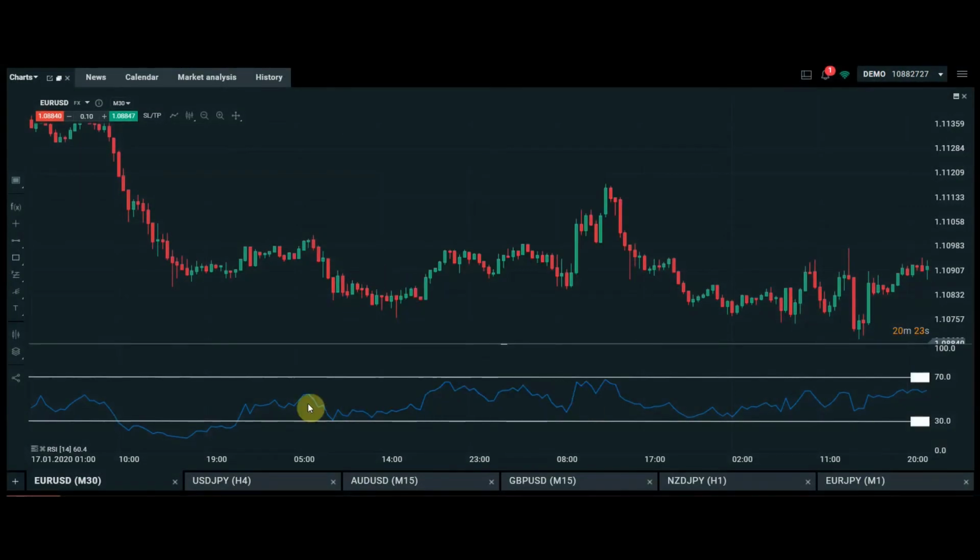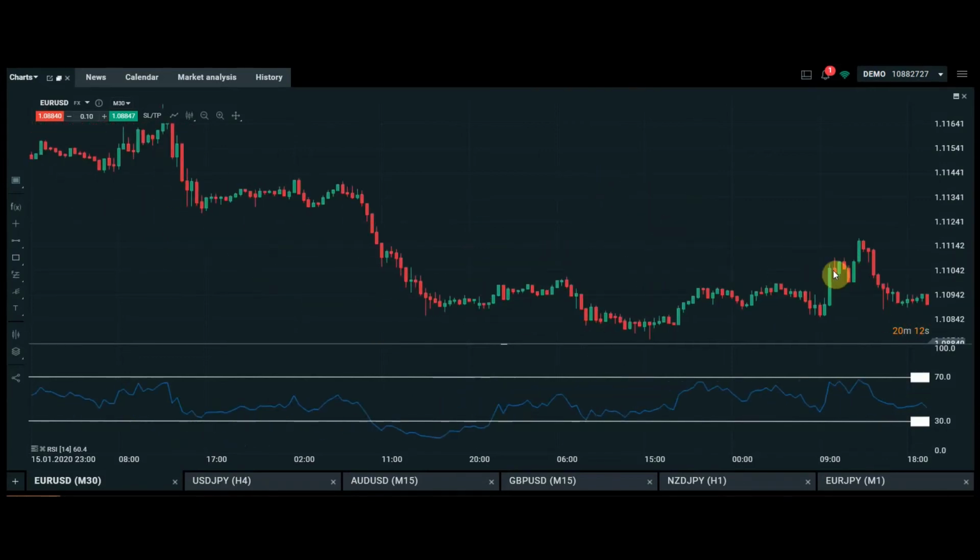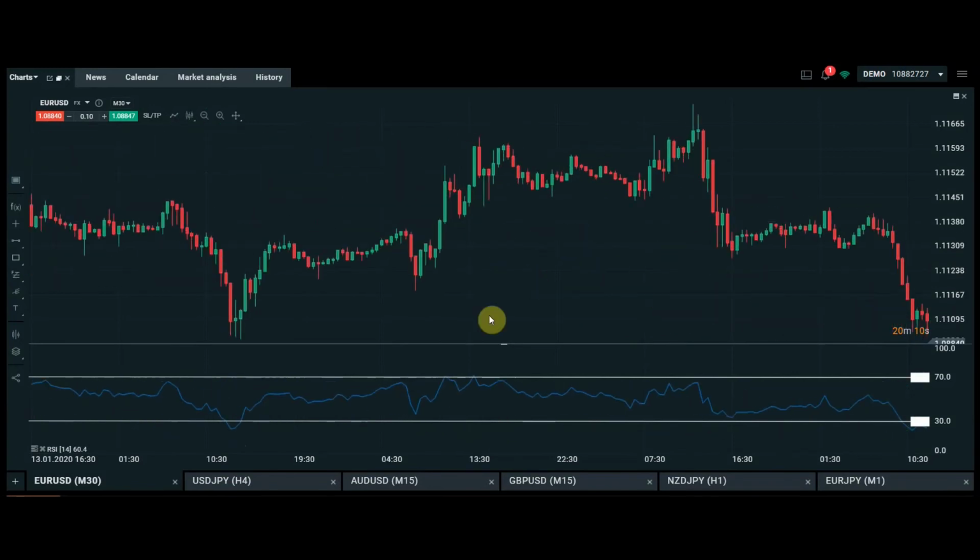So we can see that when price is below the 30, it's considered to be at the bottom of the market, and then we get the move up. And when price is at the top level, price then tends to start to fall. As you can see here, we've got market levels at the bottom. So when price crosses the bottom level, price then goes back up to the upside.